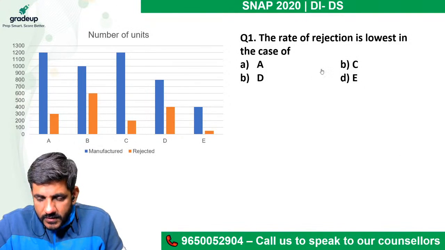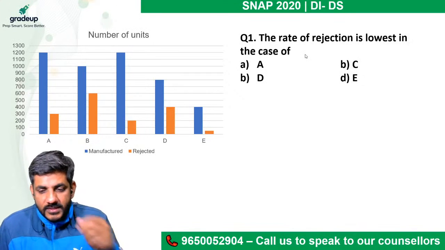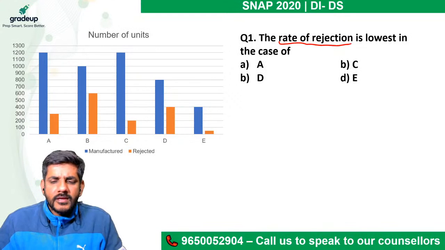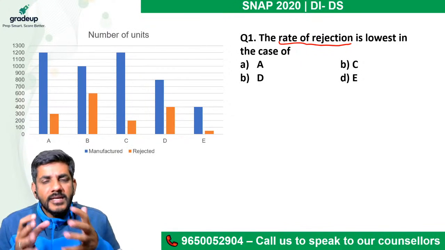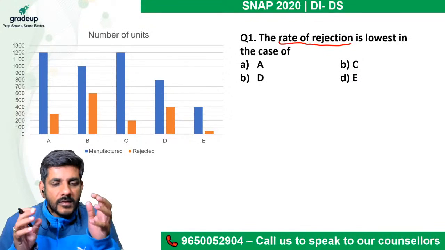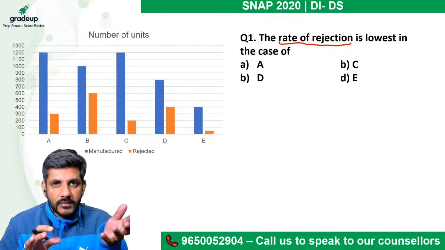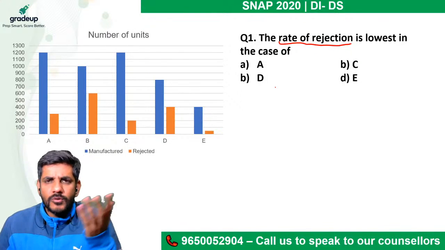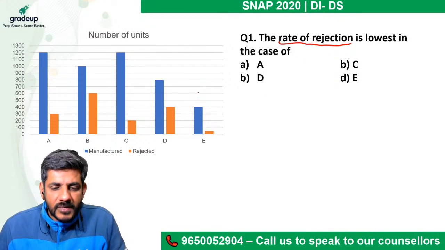So yes, let's see what the answer is. The rate of rejection is lowest in the case of... So what is rate of rejection? Generally in any good exam, they would define such a word. I don't know, rate of rejection could be rejected with respect to manufactured or rejected with respect to accepted, that also can be rate of rejection. But if nothing is mentioned, we go by common sense. Common sense says rate of rejection is rejected out of manufactured.